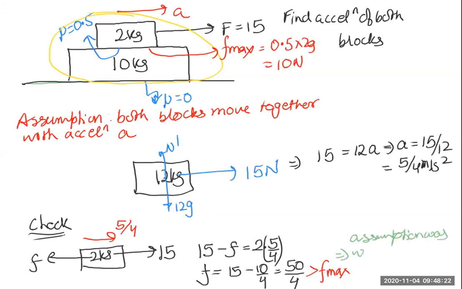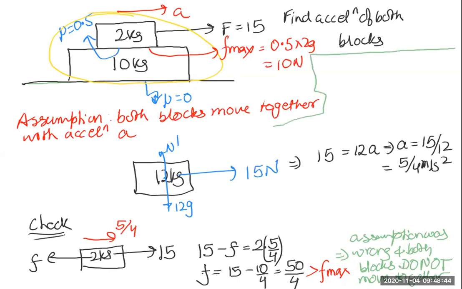Right? So this implies that my assumption was wrong and both blocks do not move together. And if the two blocks are not moving together, then I have to go back and draw the FBD for both the blocks and work everything out again. So drawing the FBD for the 2 kg block, I get a 15 newton force here.